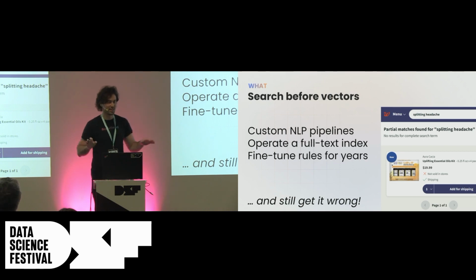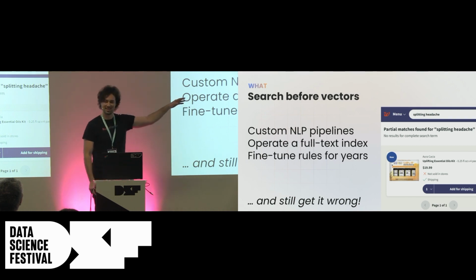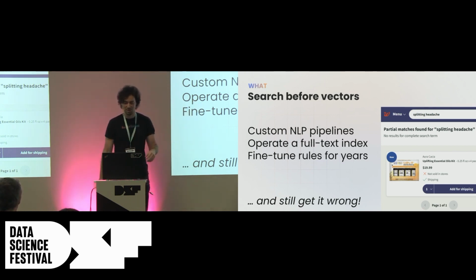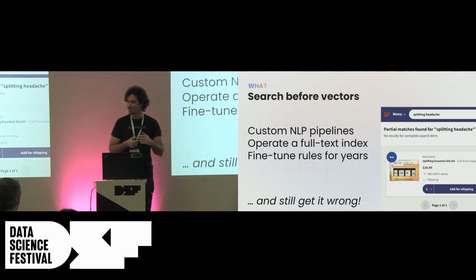So just to catch us up, search before vectors was all about keywords. Here is an example. I chose an online pharmacy, but it's a big company. They have invested 2 decades of work into search. But if you do it based on keywords, then if you search for splitting headache, you'll get one essential oil back and no migraine pills, because it's just a different keyword, right?